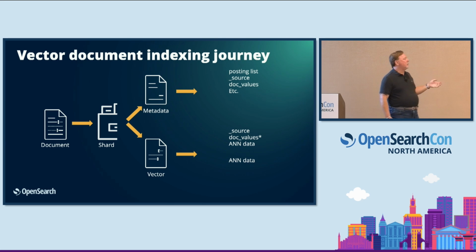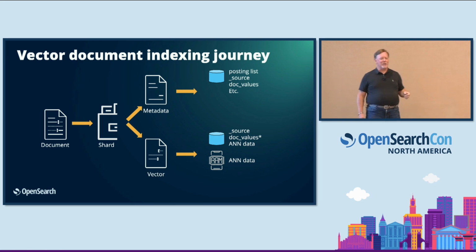So let's talk about how the data is actually stored. If I have a document coming in, and this document has some attributes on it, metadata attributes, it also has a vector. It's going to go to the shard. The shard is then going to, all my pictures didn't come up. The shard is then going to take the metadata and index it into a Lucene index. It's going to take the vector data and index it into also the Lucene index in this case, right?